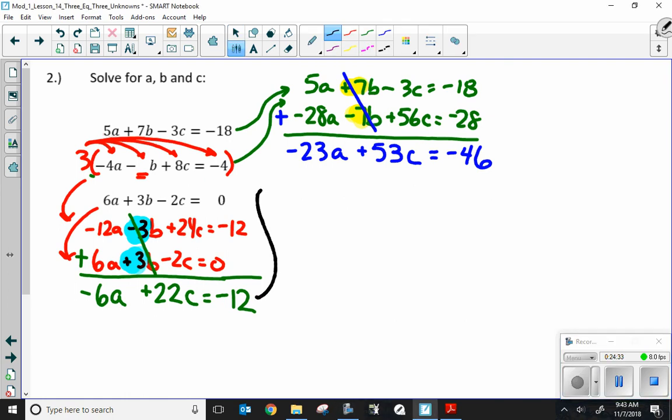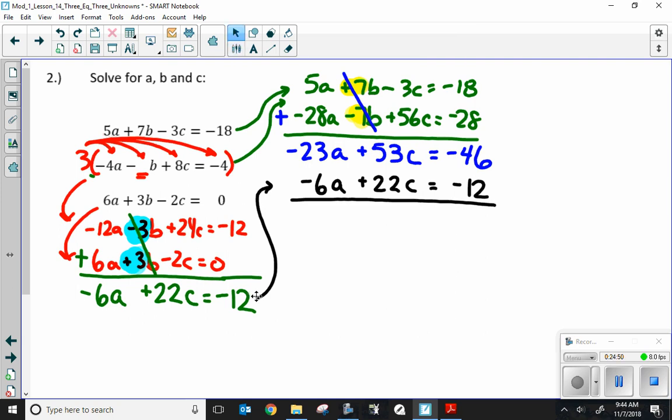This bad boy goes right here. So I have 6a, that's minus 6a. See how easy it is to make a mistake. Plus 22c equals negative 12. Oh my goodness gracious. I need to get rid of an A or a C.